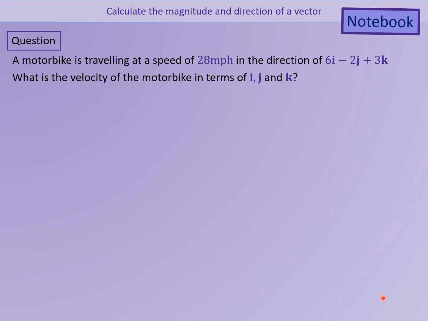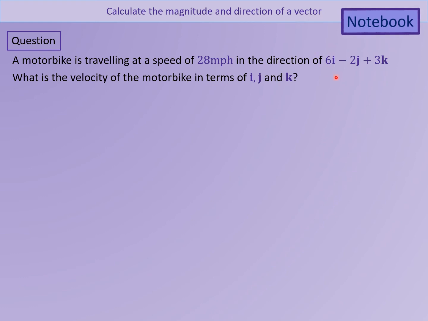The reason is all you've got at the moment is a direction. You know it's travelling 6 in the i, 2 in the j and 3 in the k, so it's clearly going uphill somewhere. Okay, so we know it's travelling in this direction. We also know it's travelling at 28 miles per hour. But what I want to know is what vector it's travelling in so that I can find its magnitude to be 28 and it's going to be some multiple of this.